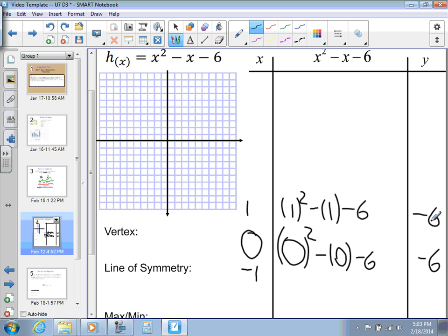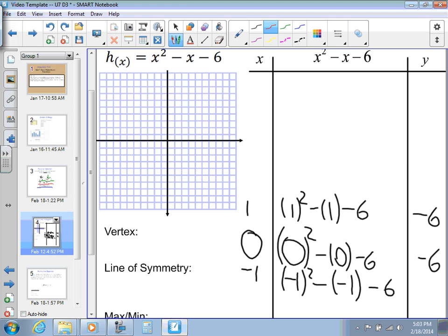Okay, so let's go down to negative 1. So I've got negative 1 squared minus negative 1. Notice that's important right there. Minus 6.